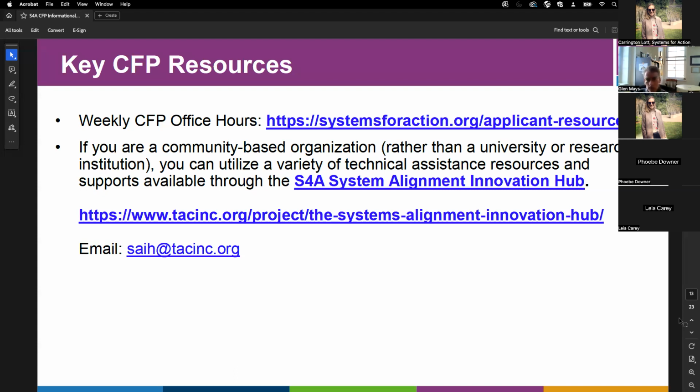So if that's you, if you're a CBO or a nonprofit or another kind of non-academic, non-research organization, definitely feel free to get in touch with our Systems Alignment Innovation Hub. We've listed at the bottom of the slide a link to the Innovation Hub website, as well as the email address of the Systems Alignment Innovation Hub, hosted by our colleagues at TAC, the Technical Assistance Collaborative. So please make sure to use those resources as well. Our only caveat is don't wait to the last minute if you want to tap into the technical assistance provided by our colleagues at the Innovation Hub. Please reach out early if you want to take advantage of those supports in preparing an application for this CFP.